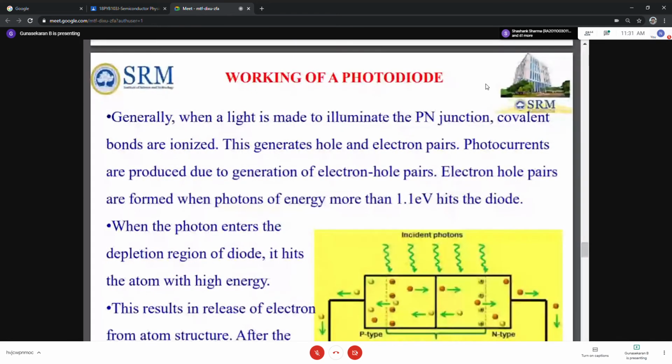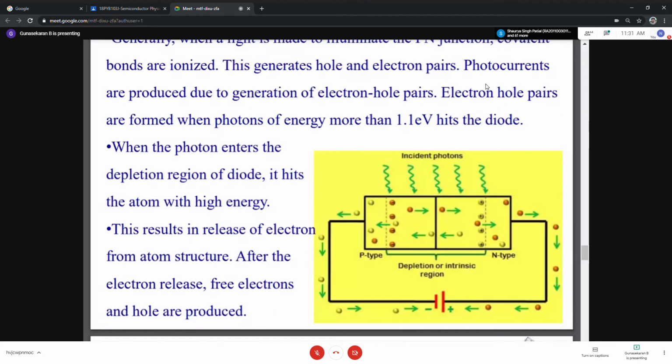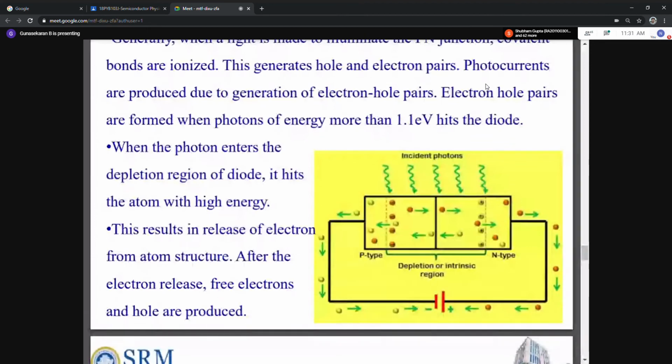See in the diagram, the dotted lines are there. Both sides of the dotted lines show the width of the region, in both P type and N type. So why is the width of the depletion region increased here? What is the reason?